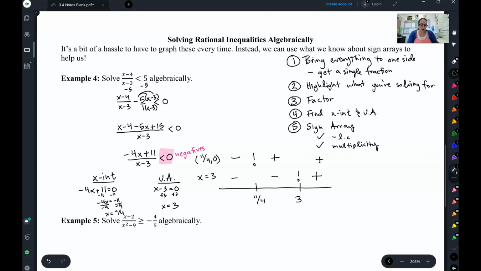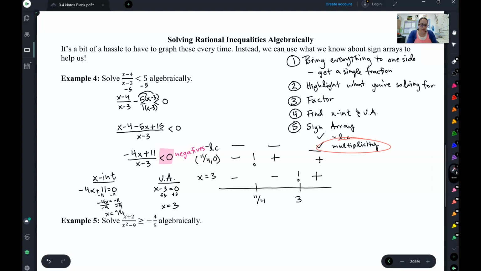Now, I wrote our 2 check steps for sign arrays. Remember when we talked about sign arrays, we talked about how we have to be really careful of 2 things. The first one, I need to check to see if I have any negative leading coefficients. For any negative leading coefficients, I'm going to put a line of negatives at the top of my sign array. So I look at this problem. Do I have any negative leading coefficients? Yes, I have a negative leading coefficient right there. So I'm going to do a line of negatives up at the top.